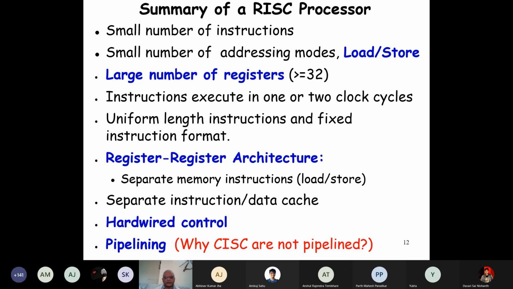And we have not only cache, but also separate instruction and data cache. There is a separate cache for instruction and a separate cache for data. The advantage of having separate instruction and data cache is that we might be able to fetch an instruction from one cache, and while writing to the data cache, we are also fetching the next instruction. So parallelism is one thing.